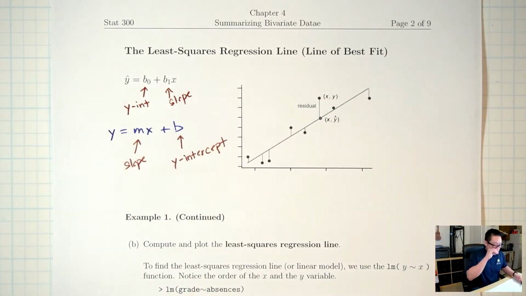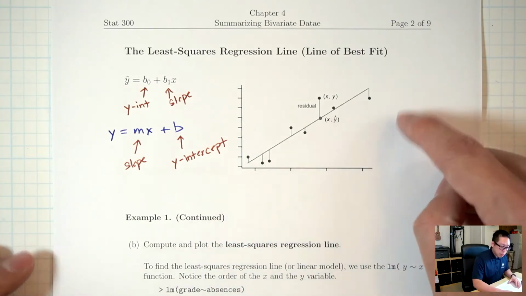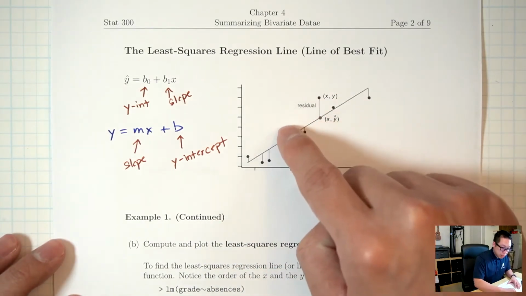Okay, so we're not going to find the equation of a line by hand. We're going to use R to find the equation. But if you're interested in finding the equation by hand, this is essentially an optimization problem that you learn about in Calculus 3 or even in linear algebra. You're basically finding the line that minimizes all of these little distances.